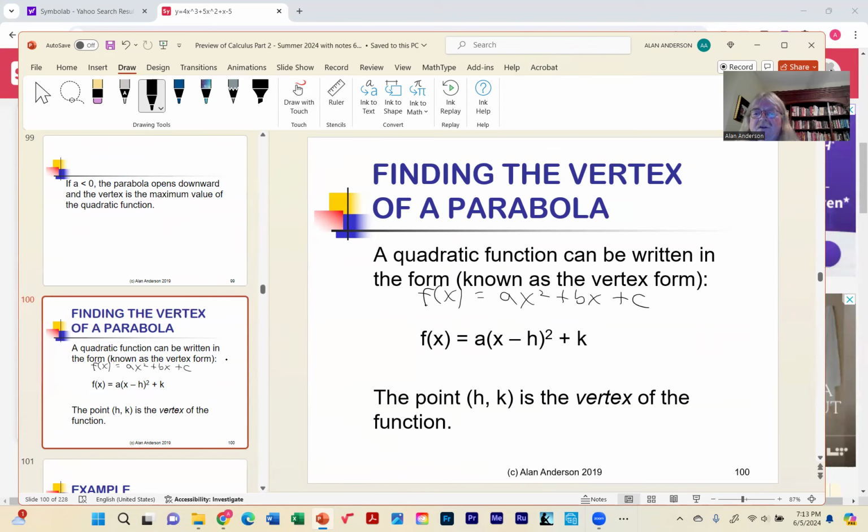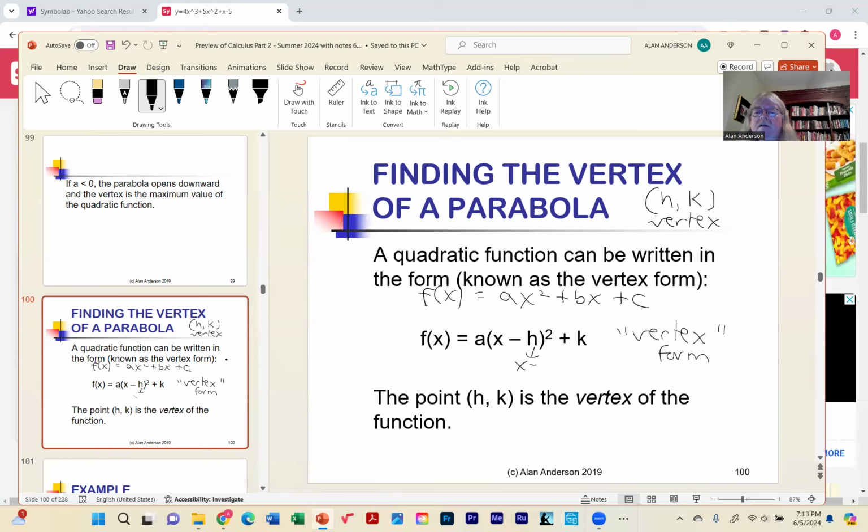But we have another alternative version of this. This is the so-called vertex form. Now, remember I mentioned, I think yesterday, that the vertex is always written as h comma k. So what you're seeing here is that the vertex form shows me the x coordinate of the vertex and the y coordinate right in the equation. So I can identify it directly just by looking at this equation.